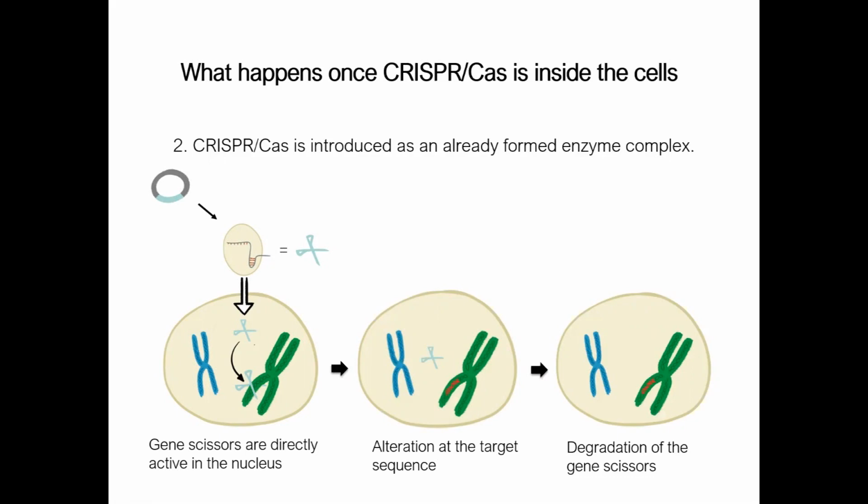Attempts are currently being made to use this option in many different plant species, since the genetic information for the formation of the gene scissors is not incorporated into the genome and no transgenic organism is created temporarily. Nevertheless, even with this variant, unintended changes in the genome can occur, which I will explain to you in the video about the risks of CRISPR-Cas.